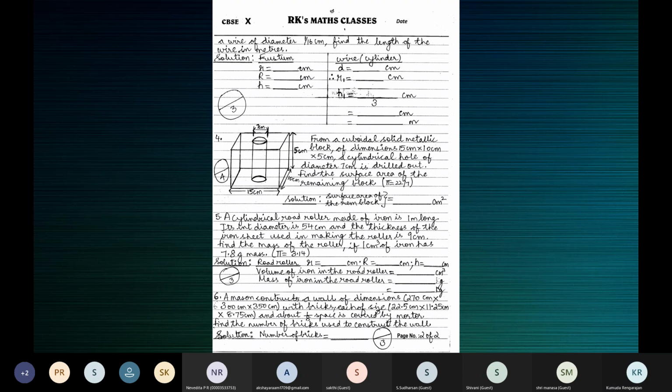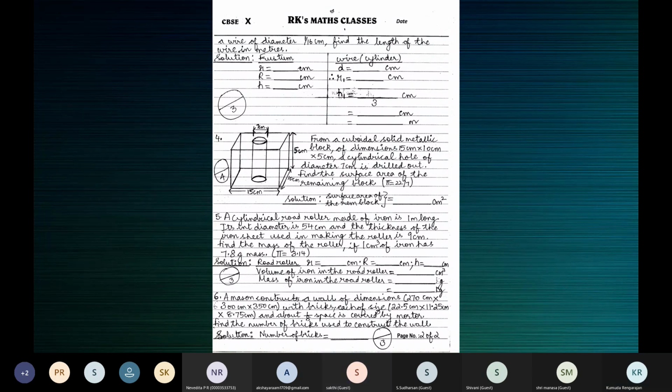All right. So find the surface area of the remaining block. Tell me the expression in words, children. What will be the surface area of the remaining block? 6s square plus 2 pi rh minus 2 pi r square. No, come again. There is no cube here. It's a cuboid, not 6a square.